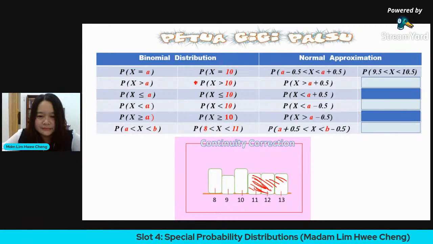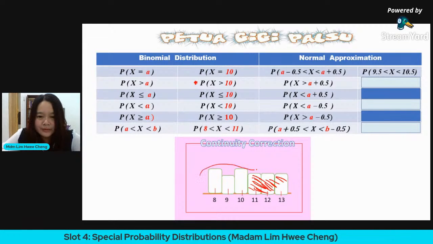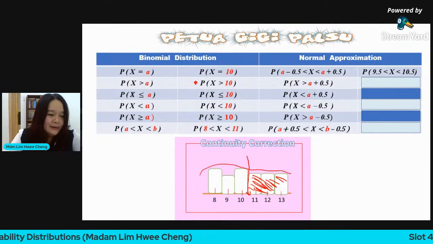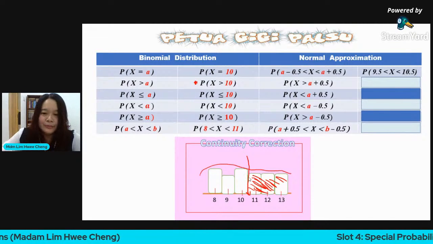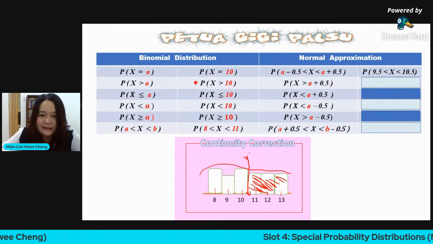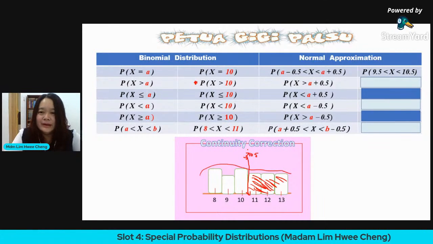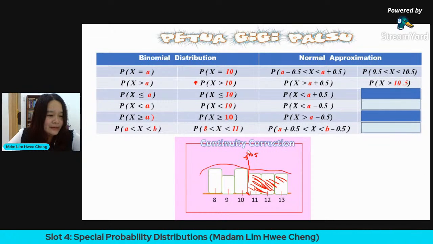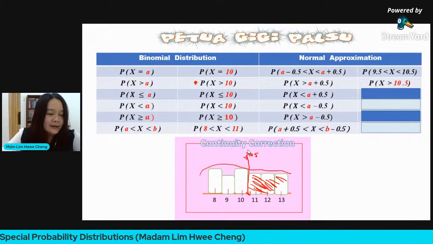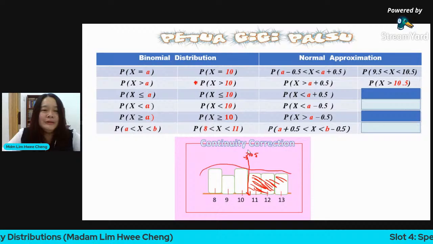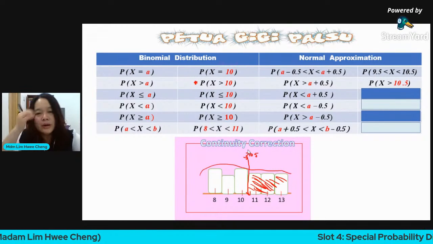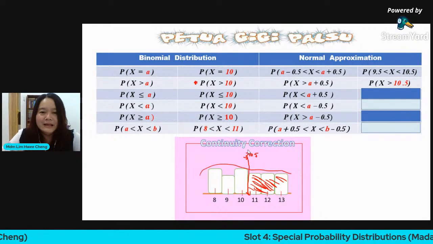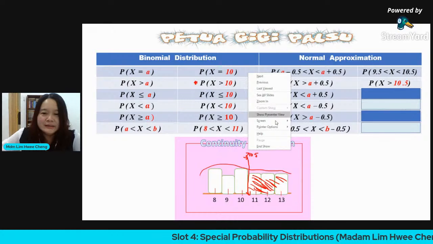I shade it, I draw. I will have this. This is why I will have greater than 10.5. So this shifts to the right, so it's greater than 10.5. This is why I have x is greater than 10.5. Very good. So you see, you don't need to memorize, you can just draw easily. For the third question.